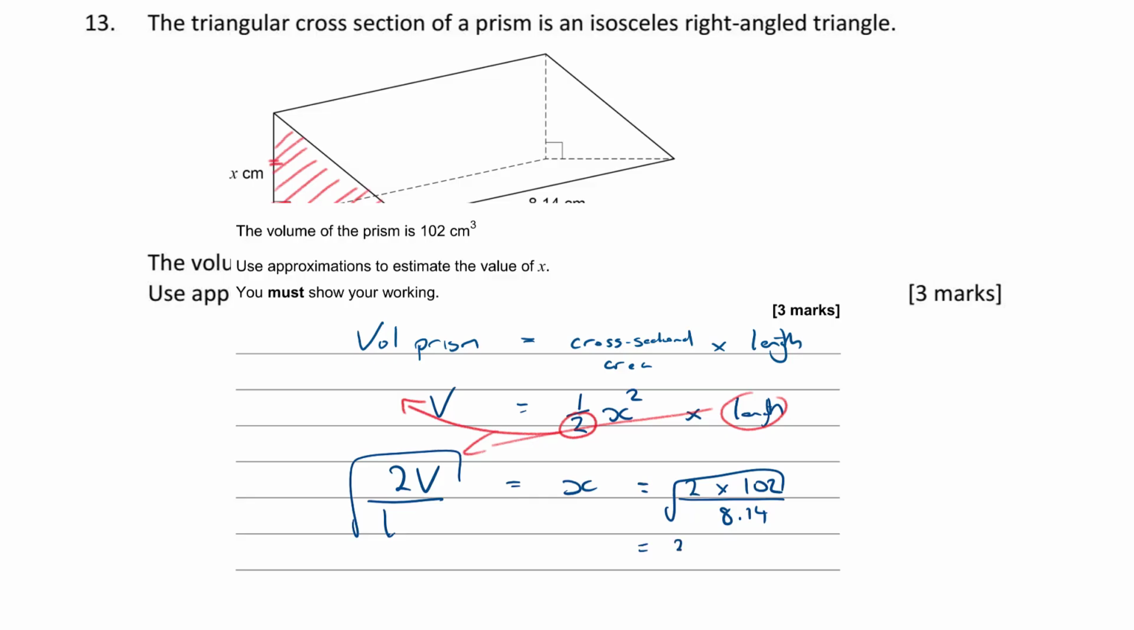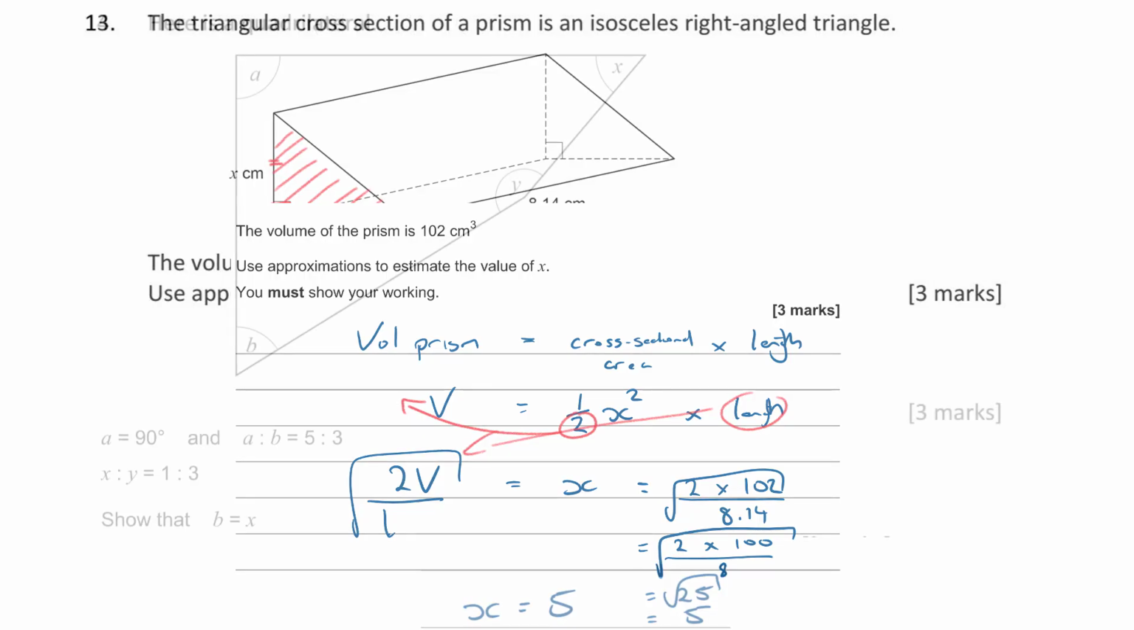So 2 times 102 to one significant figure is 100, divided by 8.14 to one significant figure is 8. So it's the square root of 2 times 100 divided by 8. Okay, so 2 times 100 is 200. 8s into 200 go 25 times, don't they? Okay, and then square root of that, I'm going to get 5. So we're going to estimate that x is equal to 5.